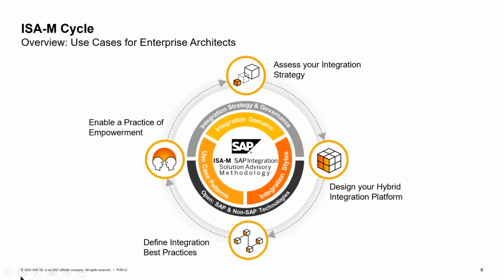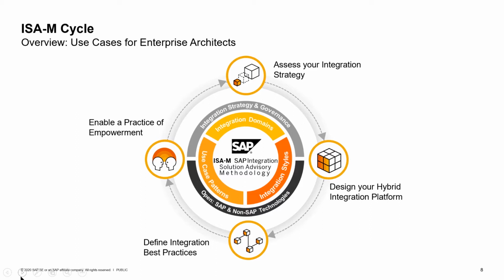The methodology supports the following use cases. You start your ISAM adoption journey with the first use case, where you assess the integration strategy for your organization. As part of this assessment, you identify future building blocks along upcoming business initiatives like digital transformation projects. Once you have completed the integration strategy assessment, you define a hybrid integration platform for your organization.